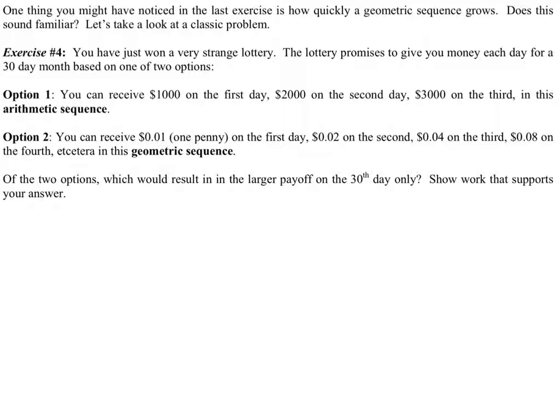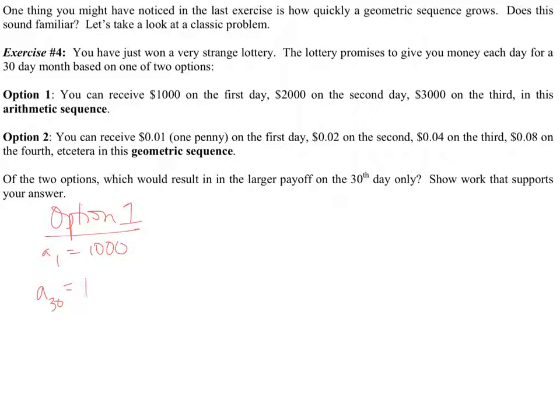Option 2, you could receive 1 penny on the first day, 2 cents on the second day, 4 cents on the third, 8 cents on the fourth, etc., in a geometric sequence. Of the 2 options, which would result in the largest payoff on the 30th day only? So, the first one, option 1, our first term is $1,000. So now we have to figure out our 30th term.